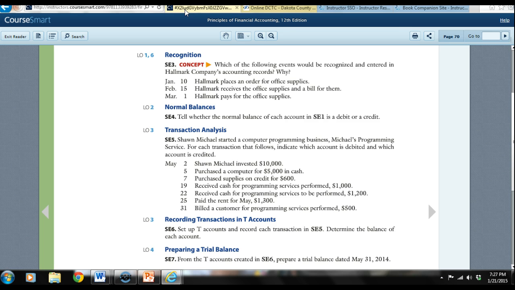Received cash for programming services performed, $1,000. We received cash. Should that be an asset? Yeah, and that would go up, wouldn't it? Now, we got that money because we performed a service. Service revenue, and that goes up. And what is the normal balance of a revenue account? Credit, because it increases our owner's equity. Does that make sense?